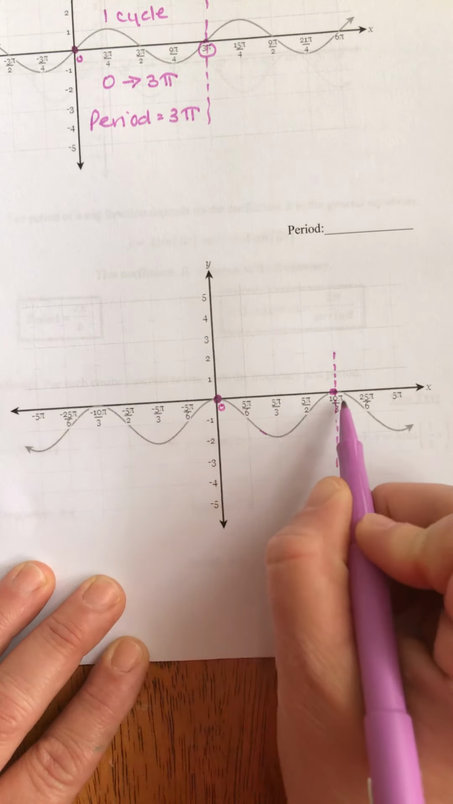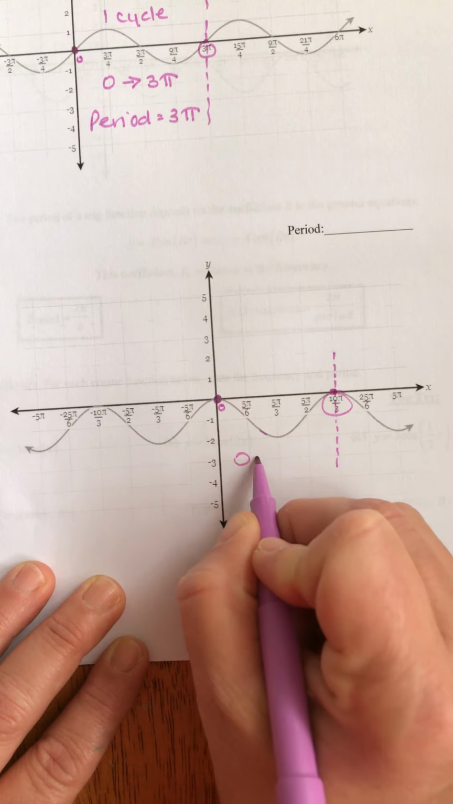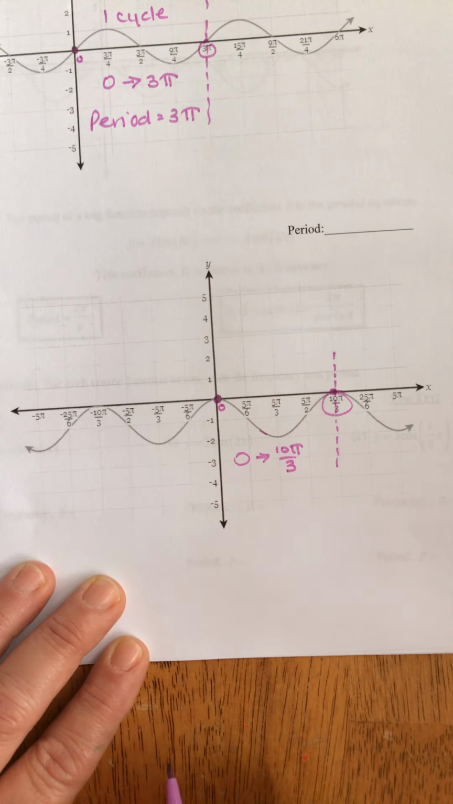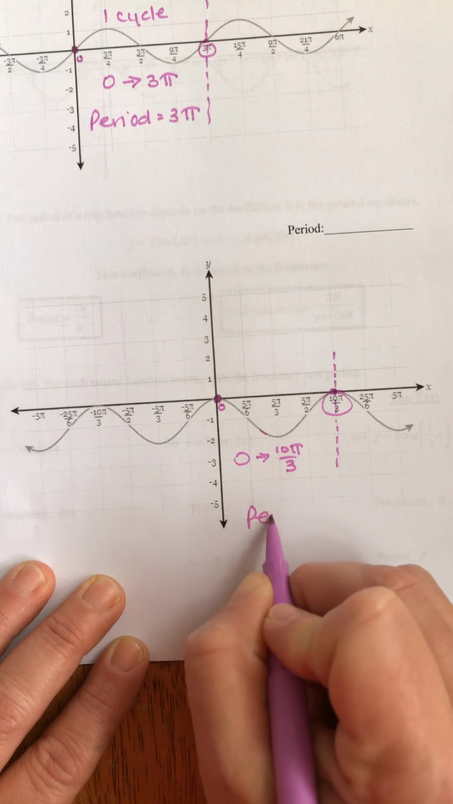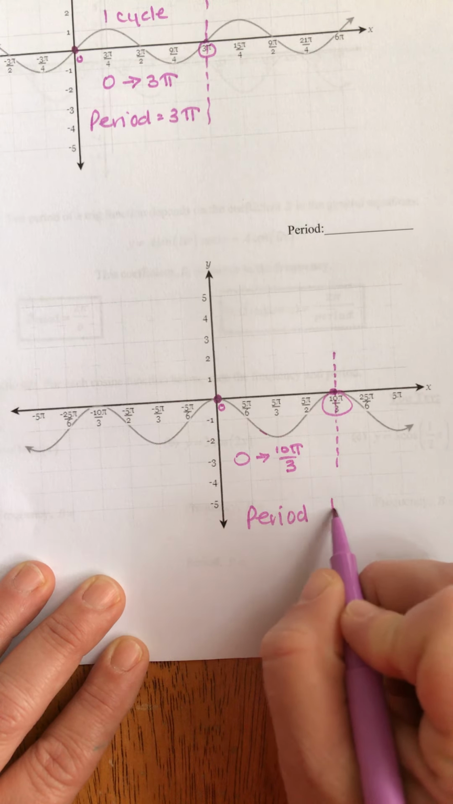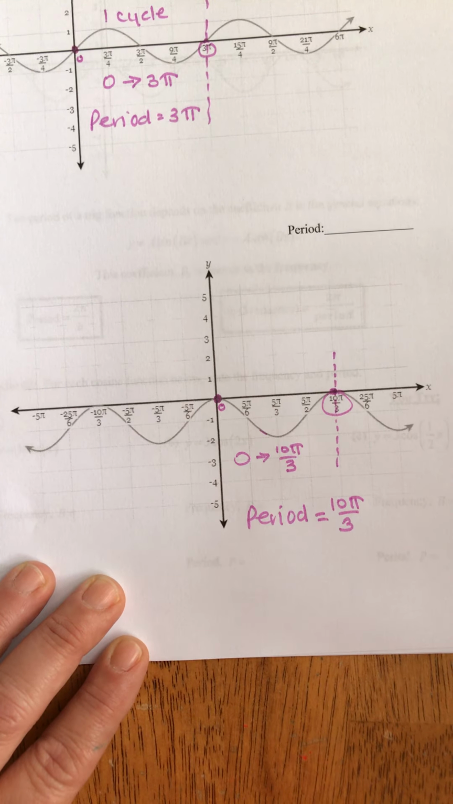This goes from 0 to 10 pi over 3. Remember, that's just a number. So the period for this one, the distance to complete one complete cycle, is 10 pi over 3. That's it.